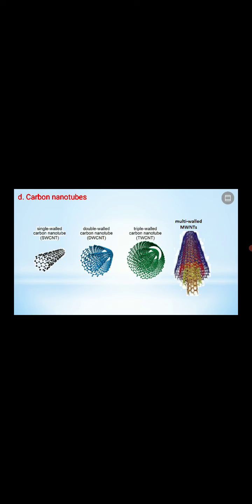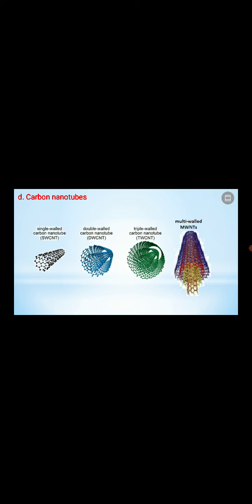The fourth is carbon nanotubes. Students, carbon nanotubes are cylindrical in shape, consisting of a rolled-up graphite sheet. In our syllabus, we have single-walled carbon nanotubes and multi-walled nanotubes, but you should also know about double-walled and triple-walled carbon nanotubes. Nanotubes can be single-walled, SWNT, with a diameter less than 1 nanometer, or multi-walled with diameter up to 100 nanometers. Their length ranges from several micrometers to millimeters.